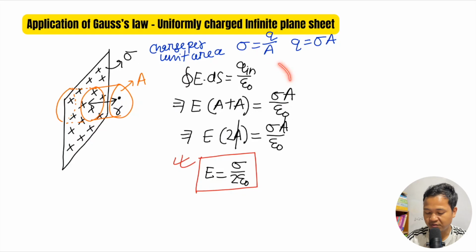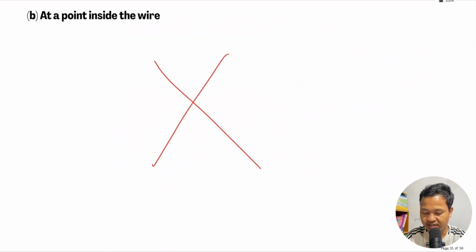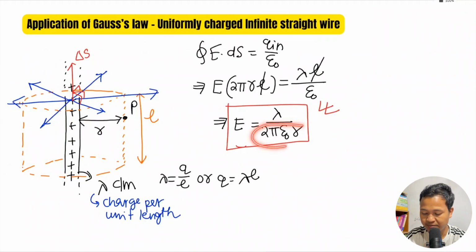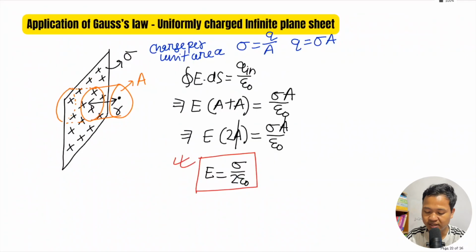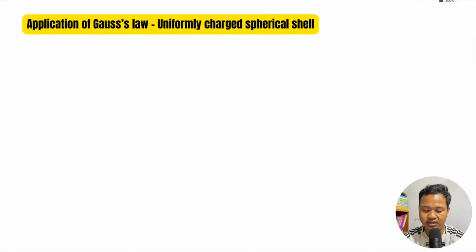This derivation is important for exams, and this final answer is important for entrance exams. For an infinite wire it is 2 pi epsilon naught into r, and for the infinite sheet it is sigma by 2 epsilon naught. Now pending is the spherical shell.